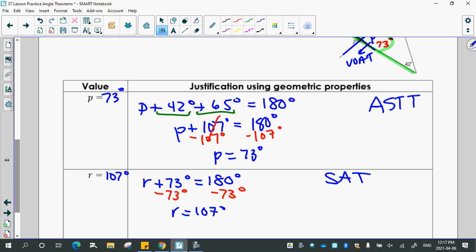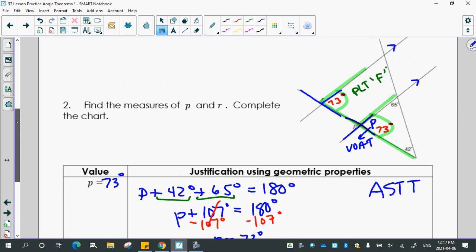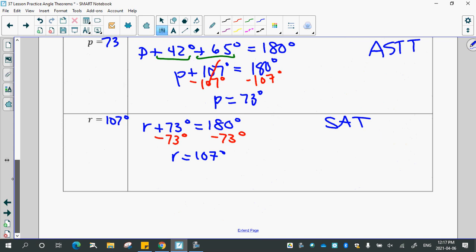So we did need to use one parallel angle property, right? We had to use the PLTF. To find P, I didn't have to use any parallel things at all. I just used the X, which was opposite angles, and angles in a triangle. Okay? But to get R, I did need to use parallel lines. Good. All right, take a look at the next one.